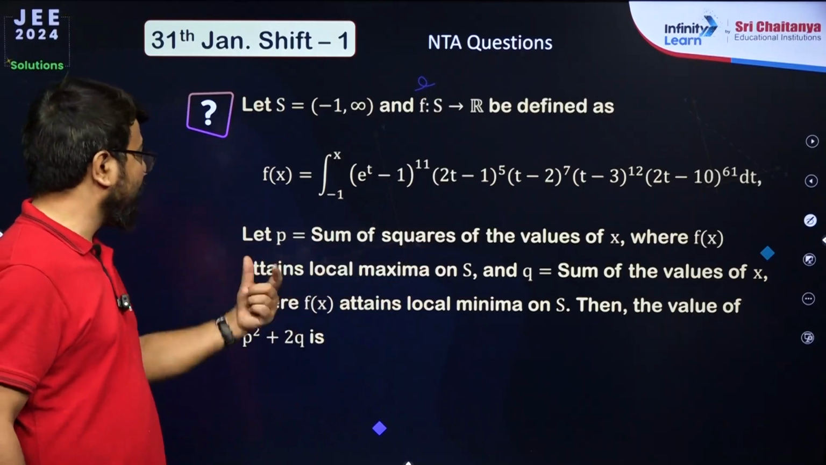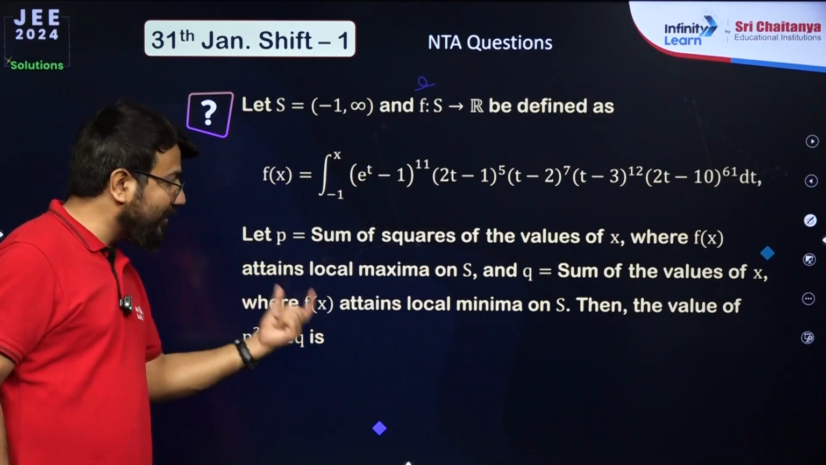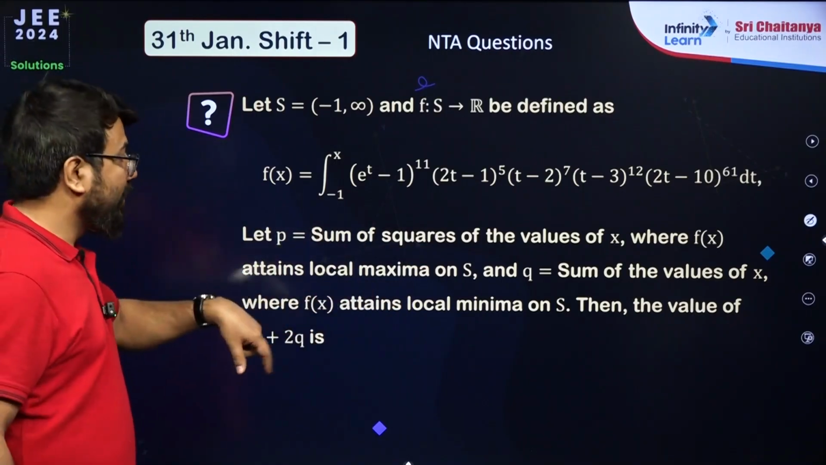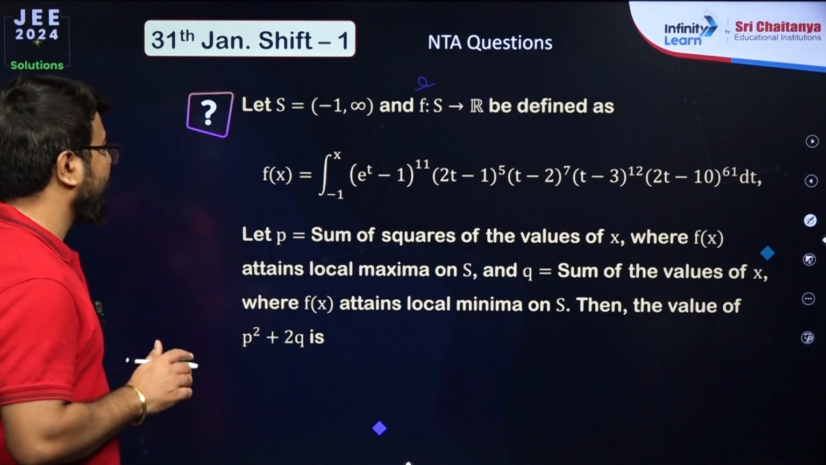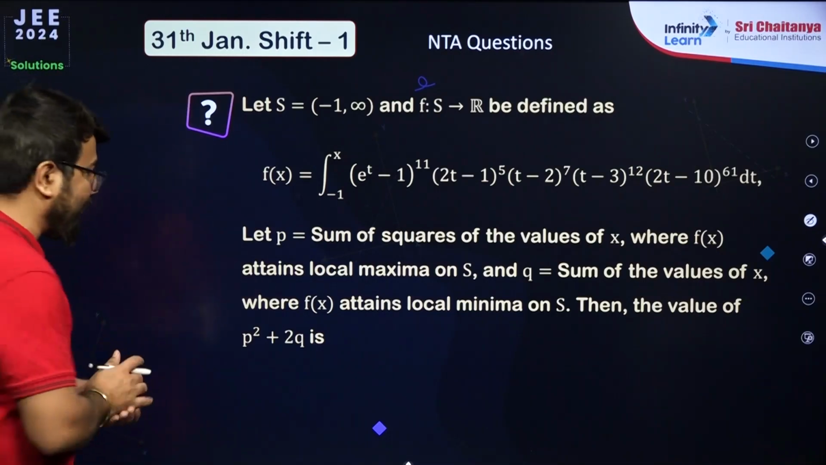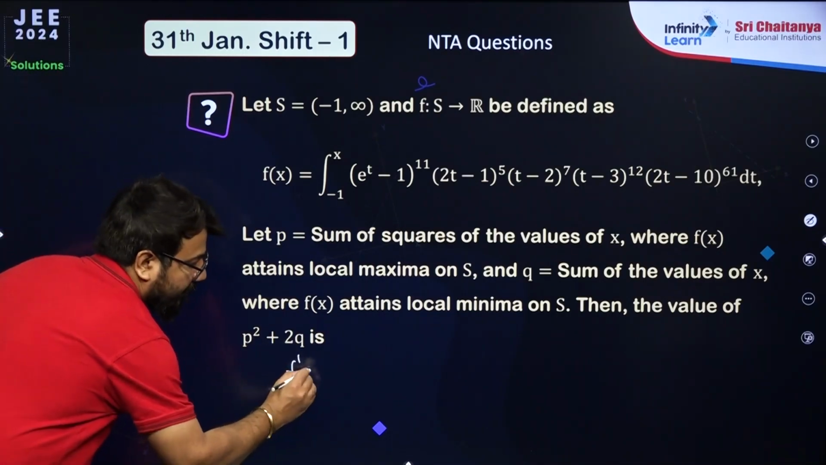Q is the sum of values of x, where f(x) attains local minima. Then the value of p square plus 2q they are asking for. How to get the answer? So first of all, let us write the value for f dash.